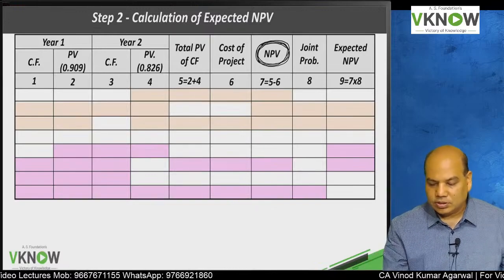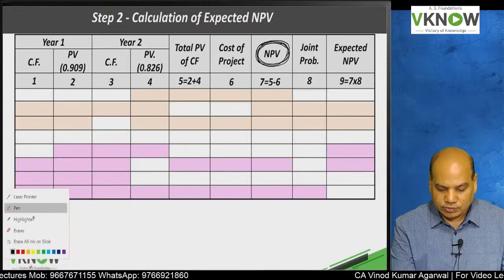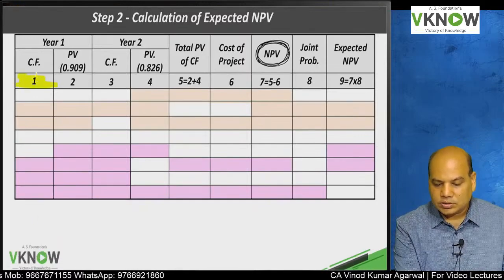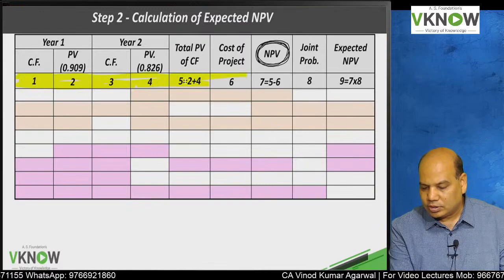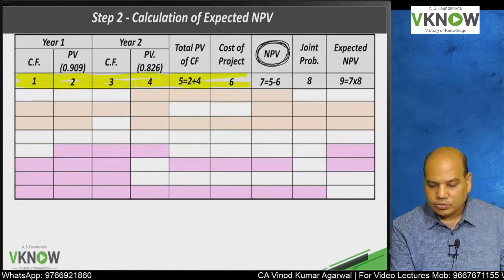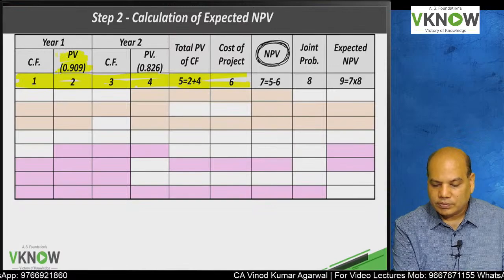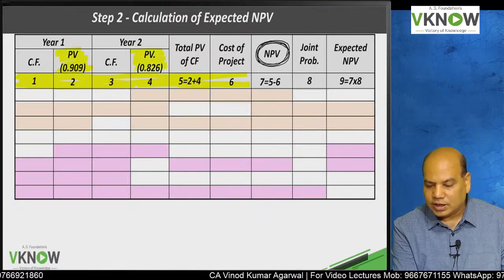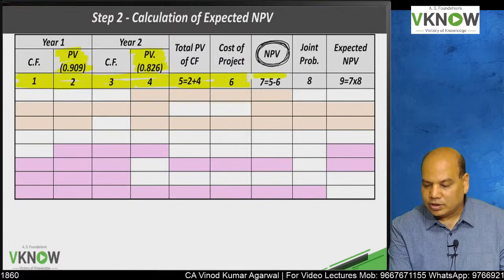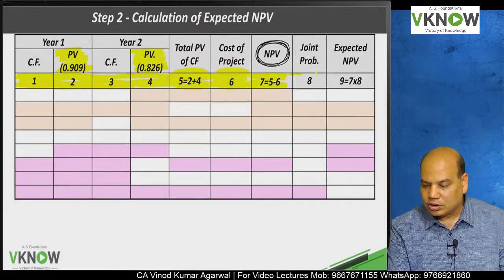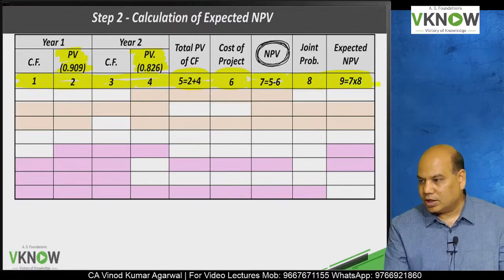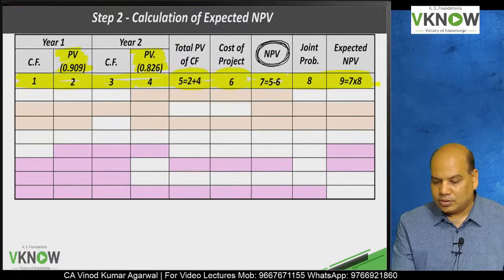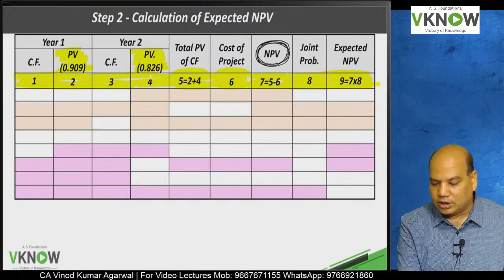So first you draw this table and write down column numbers also. These are column numbers. Column number 1, 2, 3, 4, 5. 5 will be 2 plus 4, PV of cash flow of the first year and PV of cash flow of the second year. Column number 6, 7 is NPV. Column number 5 you will take minus 6. Then column number 8, joint probability. Column number 9, 7 into 8, NPV into joint probability.